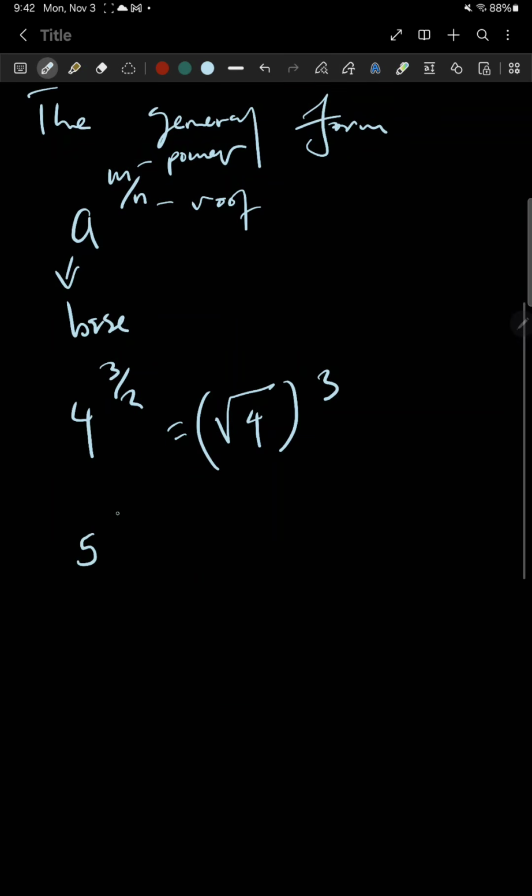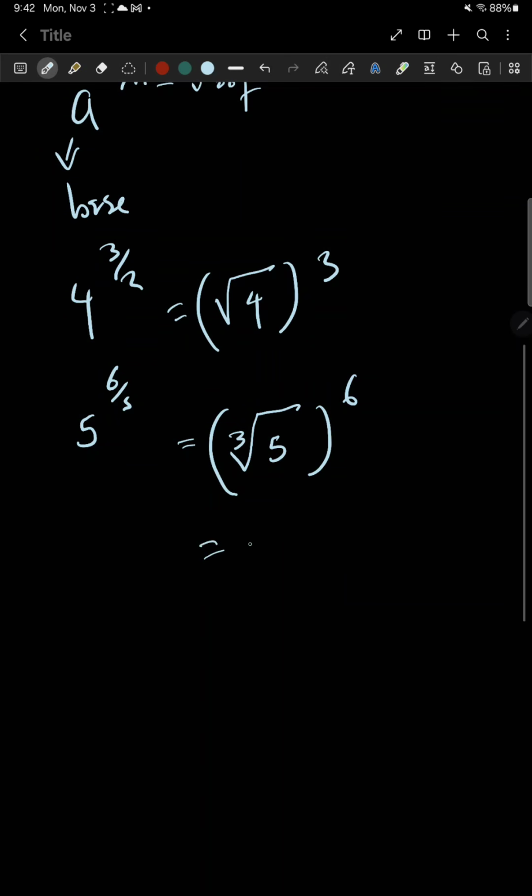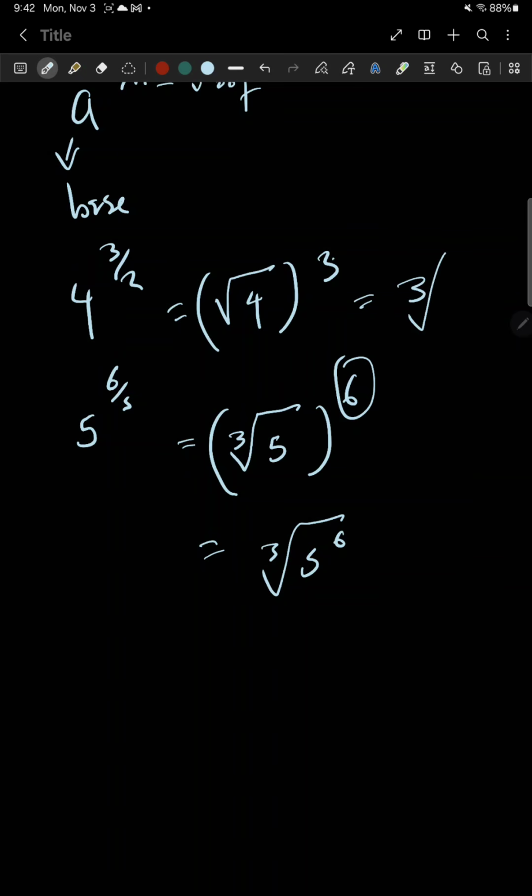If you have 5^(6/5), the root here is 5. It's the same as the fifth root of 5, then everything to the power 6. That's what it means. Or as you come to university, you find your lecturers writing the 6 inside the root instead of outside. Here they will not write the 3 outside, they will write the 3 inside, 4 to the power 3. This is the same as that.